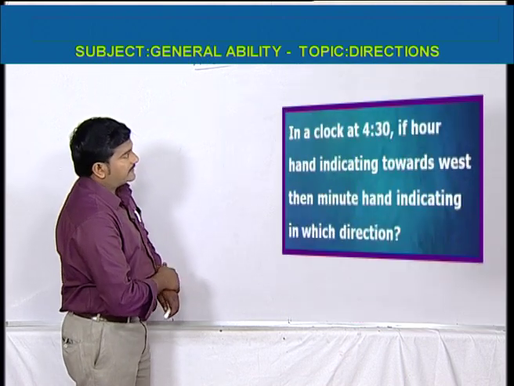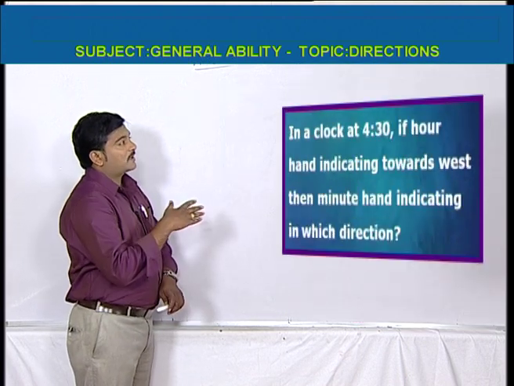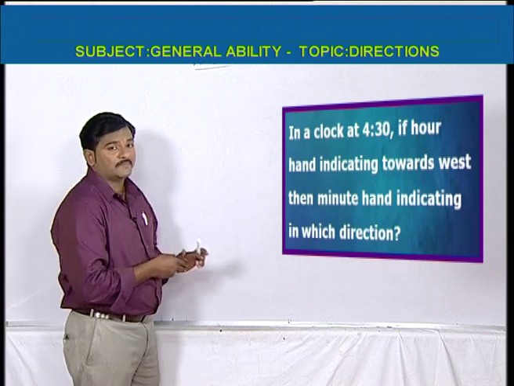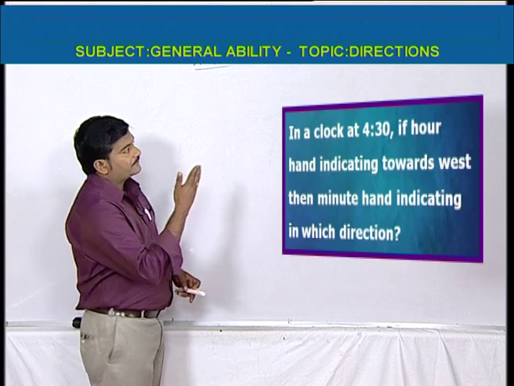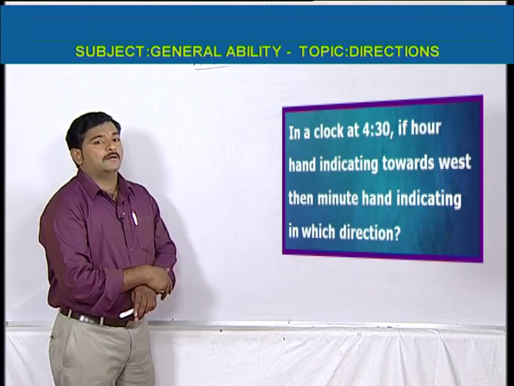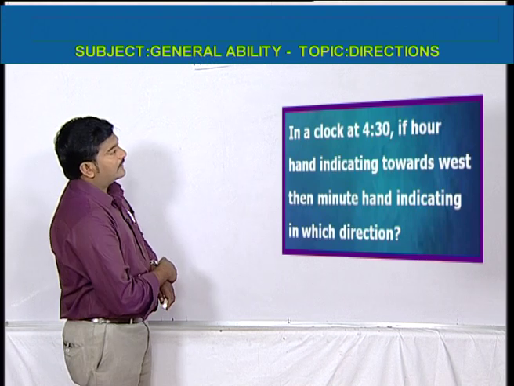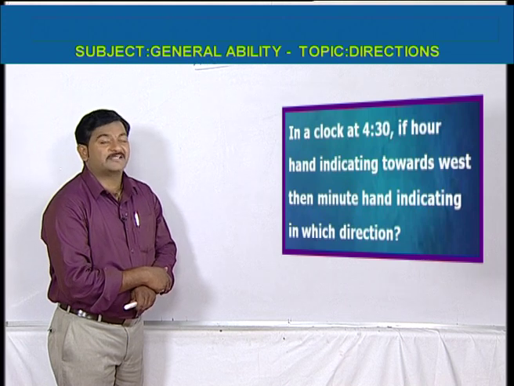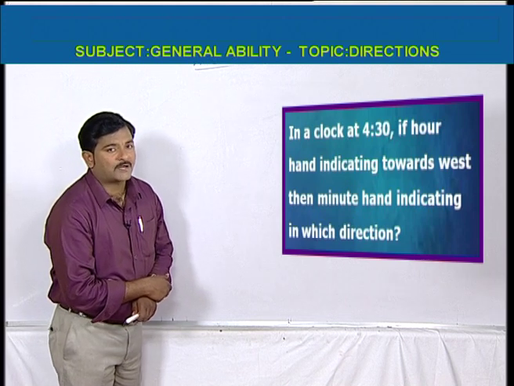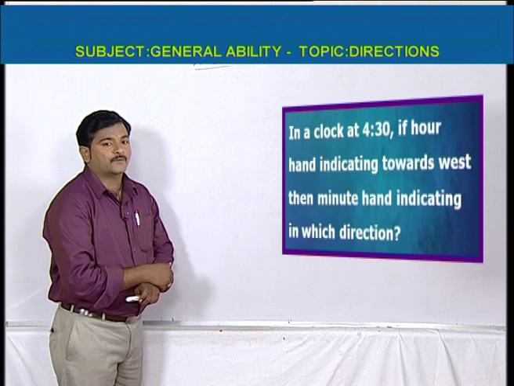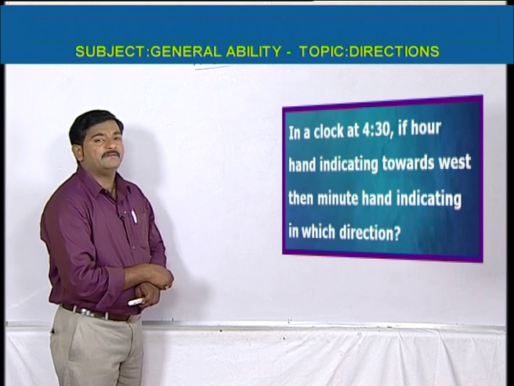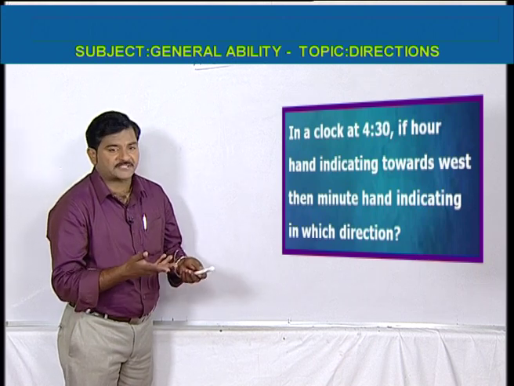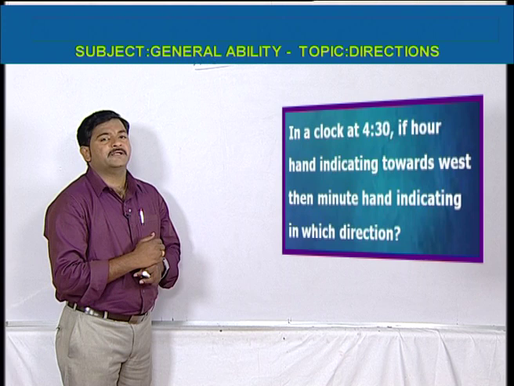Now the final question in directions is about clocks. We already saw the clocks part. Now we link these two things. So what is the question? In a clock at 4:30, if the hour hand is indicating towards west, then in which direction is the minute hand indicating? Simple question. At 4:30, the hour hand is indicating towards west and the minute hand is indicating which direction?